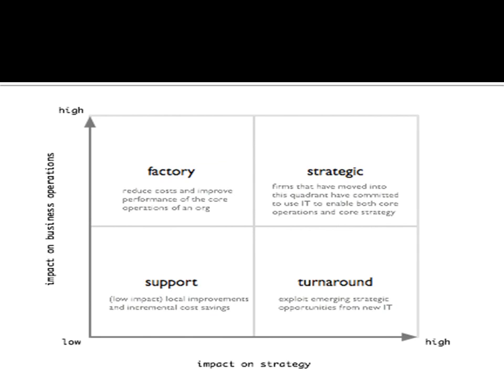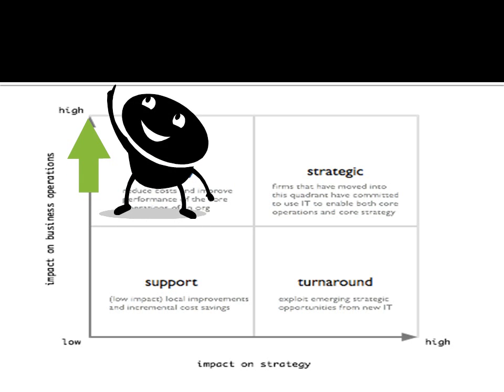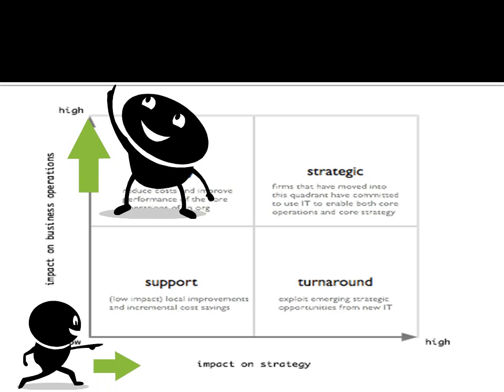Now let's take a look at the grid itself. The y-axis demonstrates the impact on business operations. The further up the y-axis you go, the more impact IT has on core operations. The x-axis demonstrates the impact of IT applications on company strategy. The further right you go, the higher the impact. Now, let's take a second to determine what each quadrant represents in this grid.